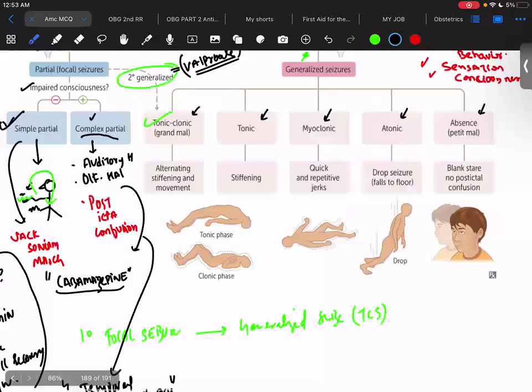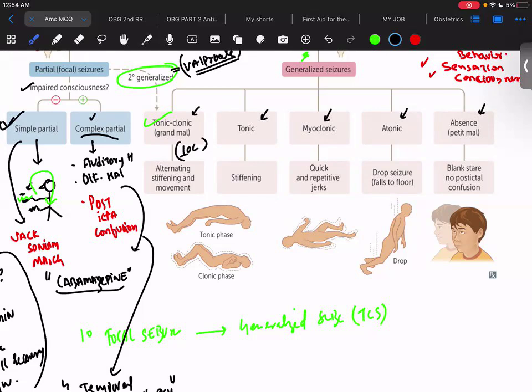Now, going back over here, the tonic-clonic seizure is what we call grand mal seizure. It is alternating stiffening and movement of the whole body. Tonic means there is stiffening of the whole body. Clonic means there is relaxation of the whole body. That is contraction, relaxation, contraction, relaxation, that is what we call tonic-clonic seizure. Loss of consciousness is seen. Post-ictal confusion is also seen in the tonic-clonic seizure.